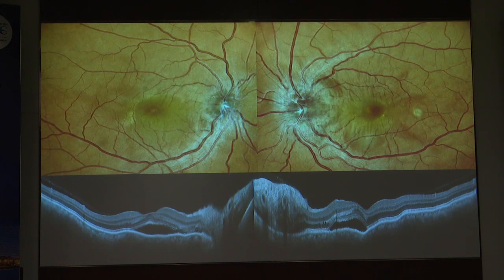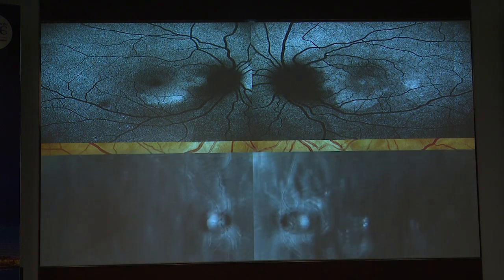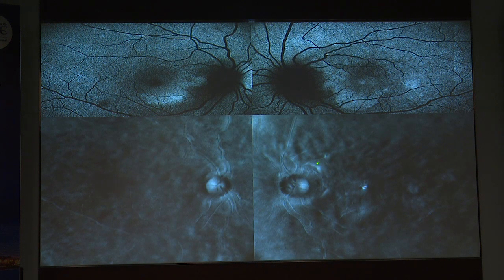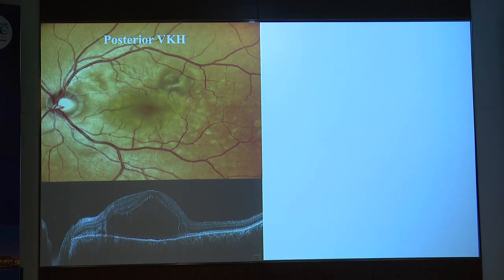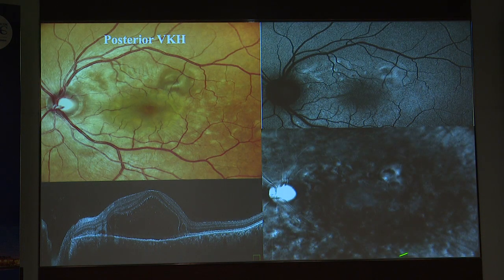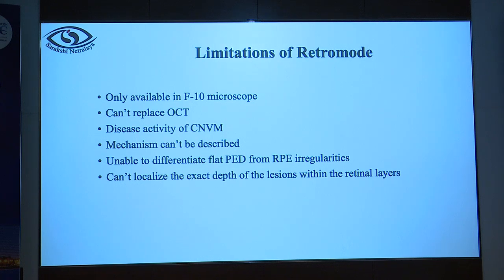Now another case over here. This is a case of VKH. You see the bully RPEs which are bigger in size. They are more swollen. So in a case of VKH, the whole disease process again is at the RPE level, and you can see bigger bullies over here. Another posterior VKH case which you can see on an OCT, and again you see all the RPE. Here you see the disease only localized, but you see the RPE all involved even beyond the arcades. So this is what it offers us.